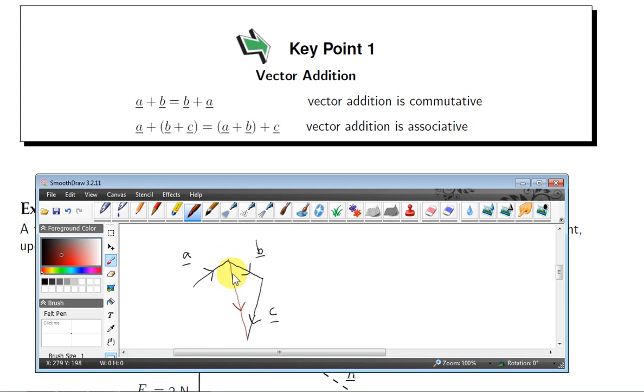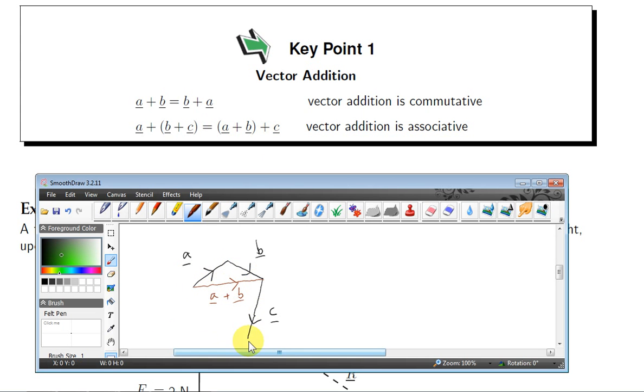Next we want to add a onto b plus c. So we join the tail of a to the head of this vector. This red vector is b plus c. So we get our result a plus bracket b plus c. Now let's suppose we add a and b together first. Well, we get this vector here.